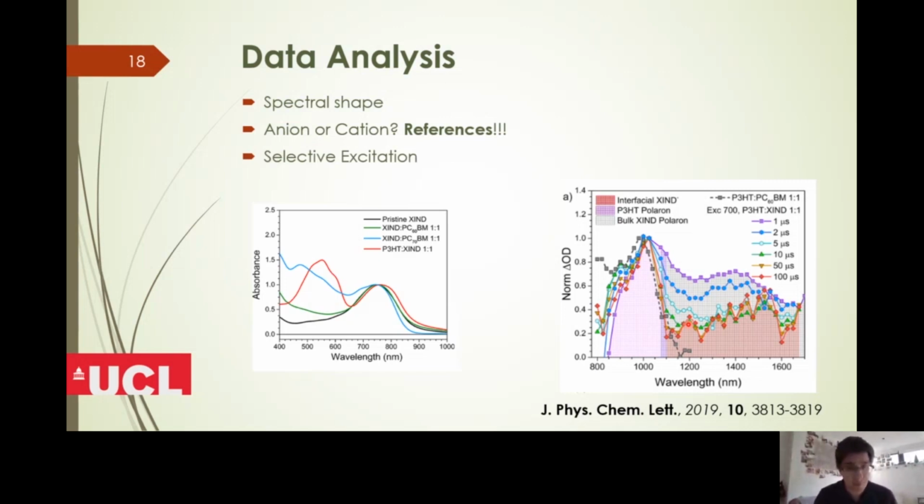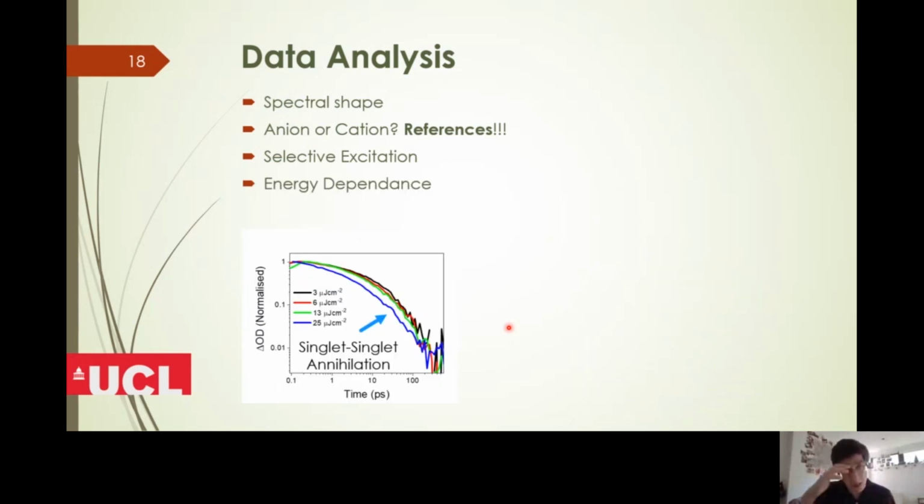Also, selective excitation, because we can change our pump wavelength, can give you more information. Here, for example, again in this paper, they used 700 nanometers as an excitation. At 700, P3HT doesn't absorb almost anything, and most of it is going to be absorbed by the XND. And still, we can see some P3HT positive polaron. This means that even though we are exciting the other material, it is able to transfer the holes to the P3HT. So it can give you information about which processes are going on in your sample.